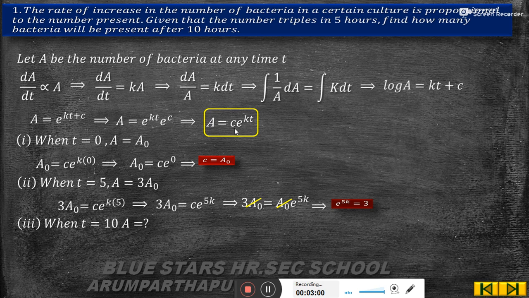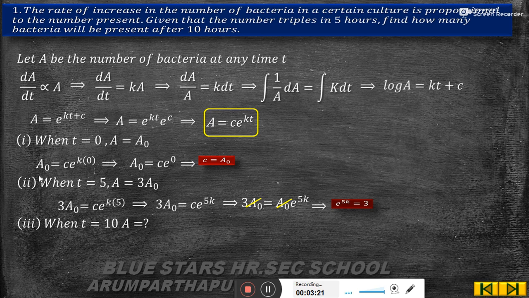Now we will find the value of C. Initially, at time t equals 0, the bacteria is A equals A naught. I substitute here: A equals C into e power 0. E power 0 is 1. So A naught equals C into e power 0, and C equals A naught.